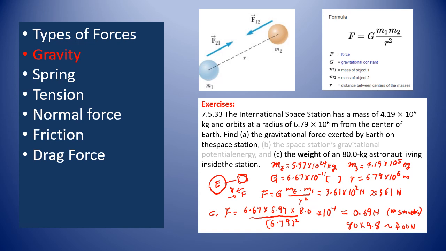So if you envision the picture, it goes like this. If he's on Earth, there will be a large force on him. But if you're away from Earth on the space station, it's a very small force, only 0.69 newtons. So that's a large force versus 0.69. The farther away, the weaker the force. So that's gravity.